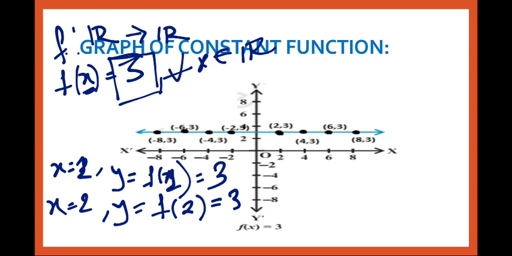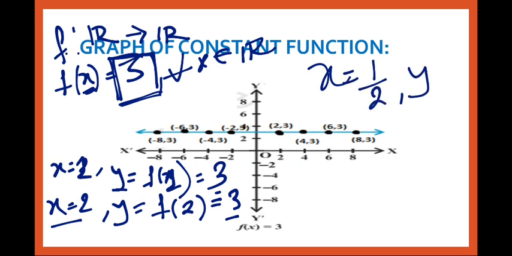Here the value remains unchanged. This is a constant c. The variable is not there in the right hand side. That's why if you take x equals to 1, y will be 3. If you take x equal to 2, y will also be 3. If you take x equal to half, y will also be 3. For all these values the image will be the same, 3.